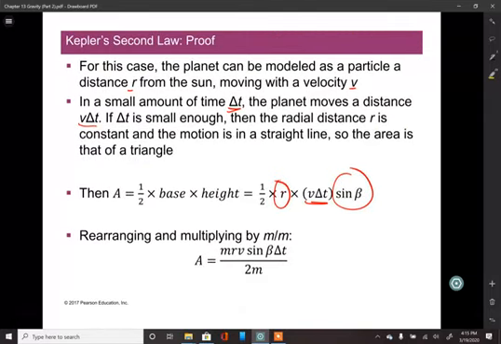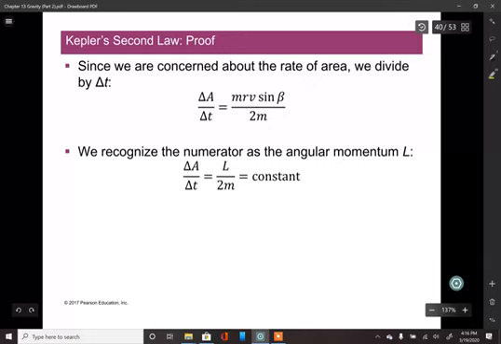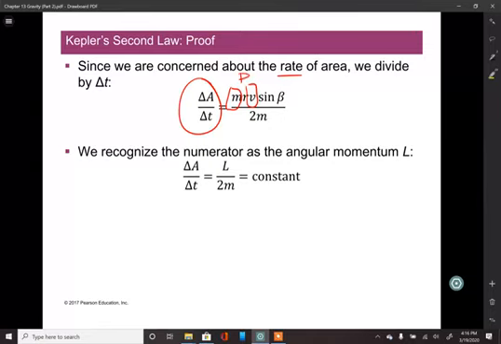So we can rearrange that and multiply by m over m, right? And so we're left with the area is this right here. Now, Kepler's second law describes about the rate. So we divide both sides by delta t, right? This is the rate of area. And you should see something very nice here, right? The stuff that I'm boxing, mv, that's p, right?